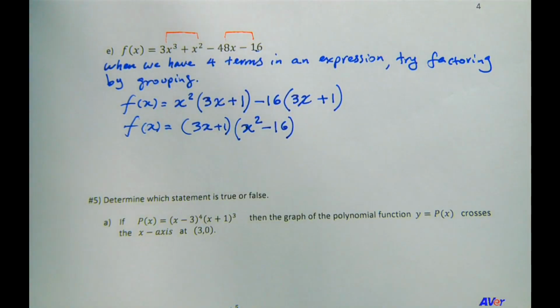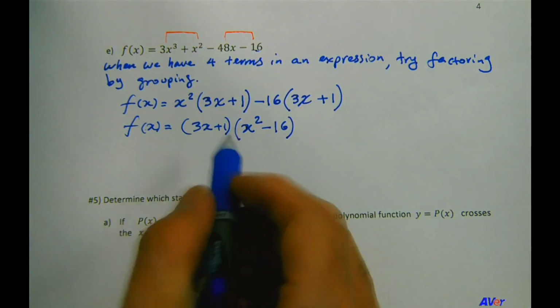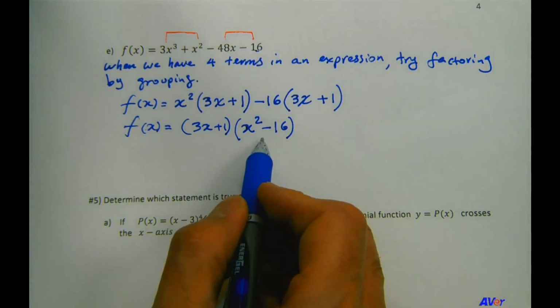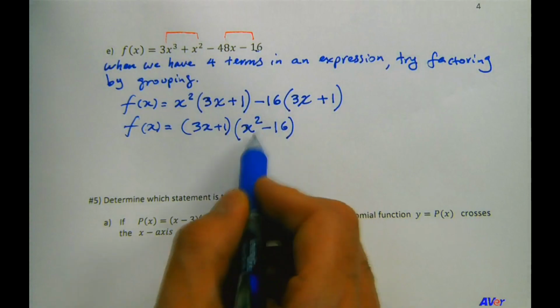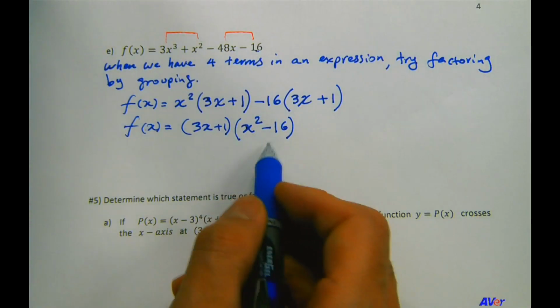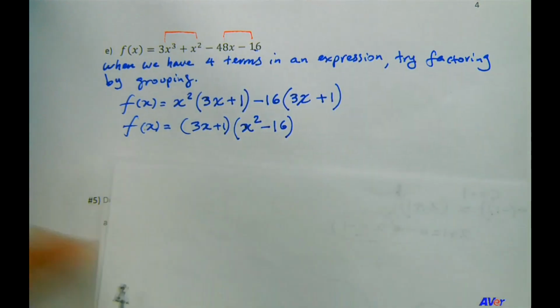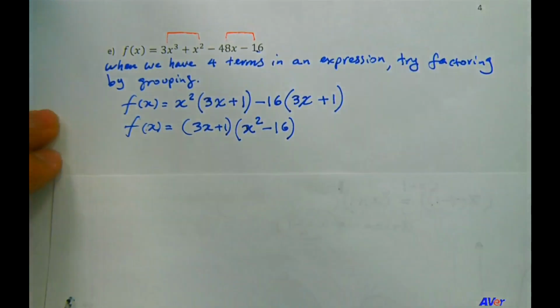Are we done? Is this all the factors of the polynomial? Are we done? What do you think? We're not done, right? Because the first factor is fine, but the second factor is not. We can factor this expression further. Why is that? Well, let me bring back my scratch paper to remind you of a technique we've discussed in the previous videos.